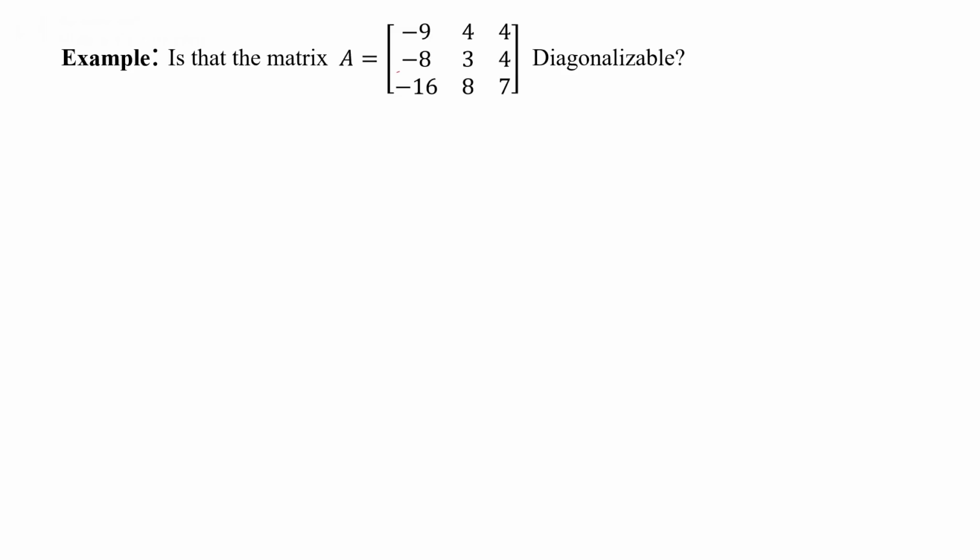Another example is to check whether matrix A is diagonalizable or not. A similar example we discussed previously. We take the characteristic equation, that is the determinant of A minus lambda I equal to 0, and when we expand that determinant we get a characteristic equation and find the roots of that equation.